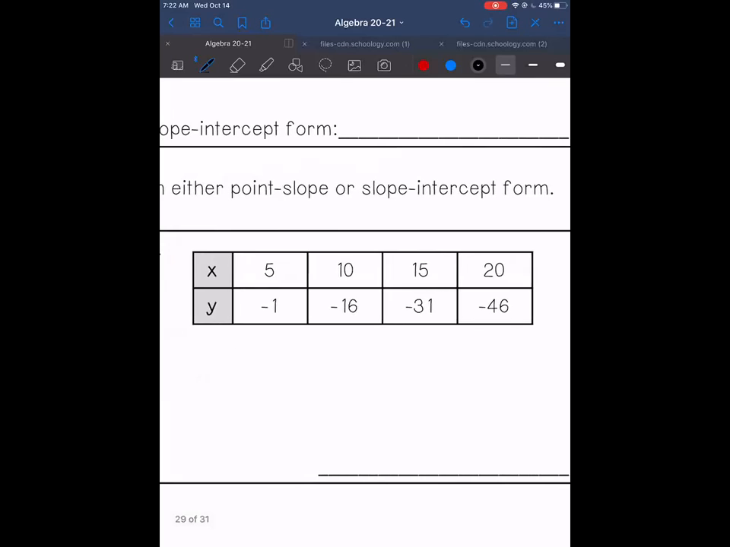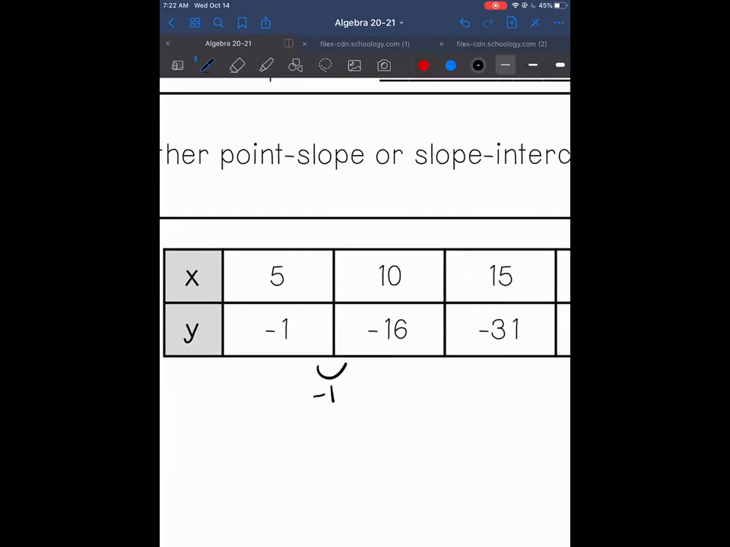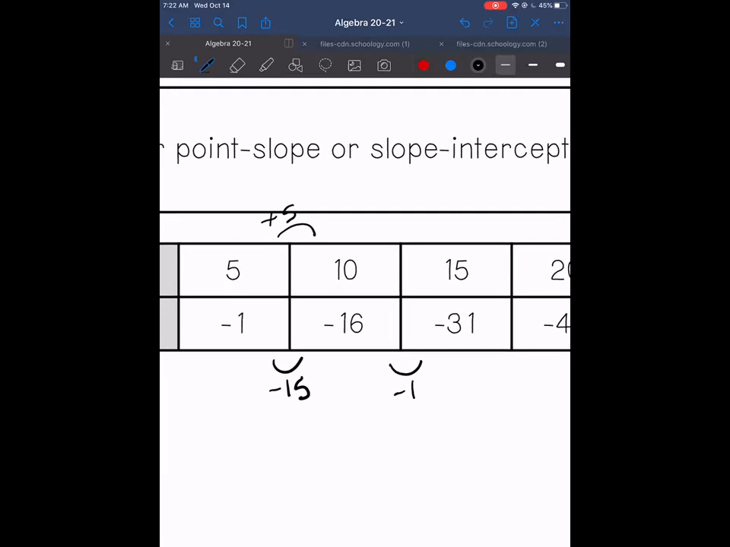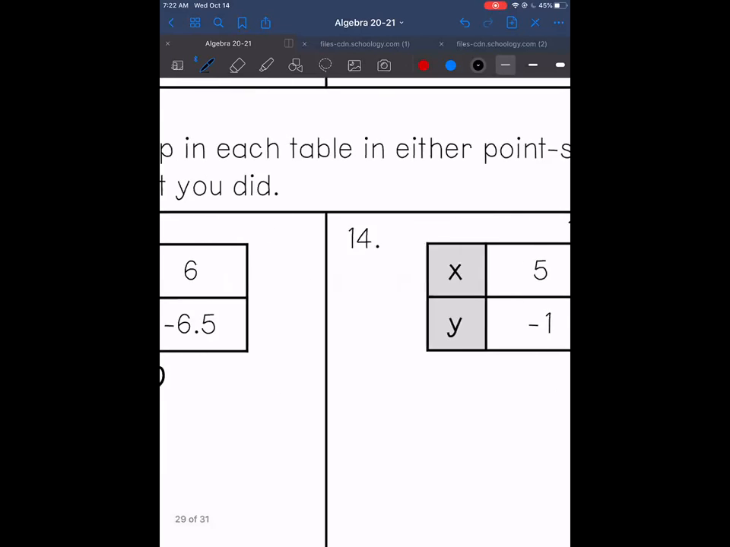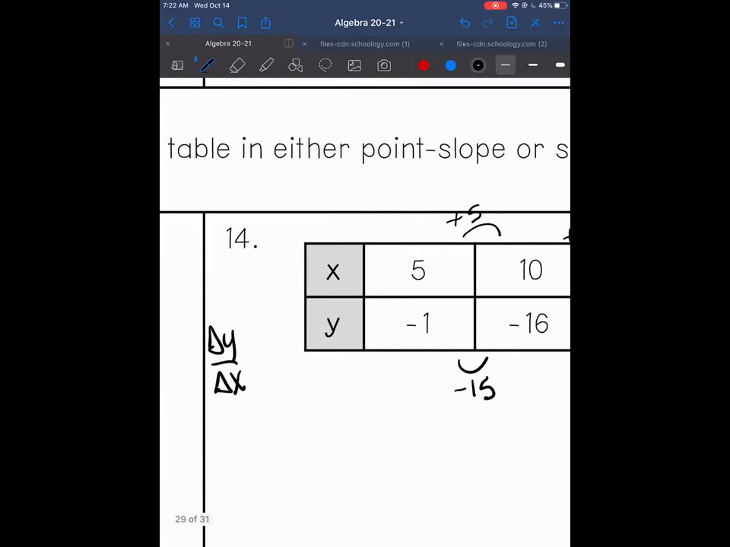This table over here, however, does not give me the intercept. So it will be easier to write it in point slope form. So finding the slope, let's find the slope. This is -15. This is plus 5. That's -15 plus 5. Change of y over change of x to get my slope. Change of y is -15 over 5. That equals -3 for my m.